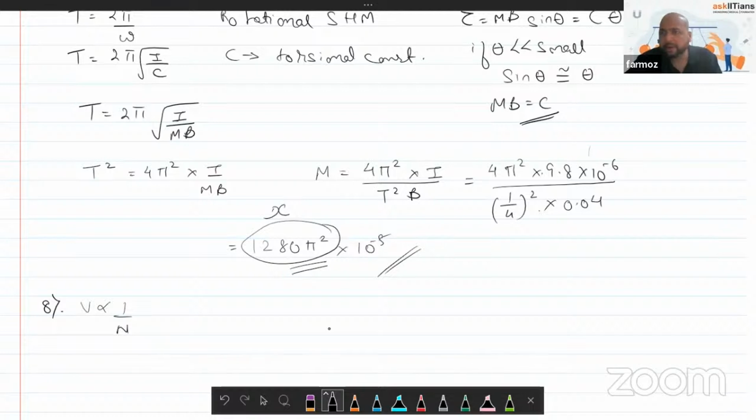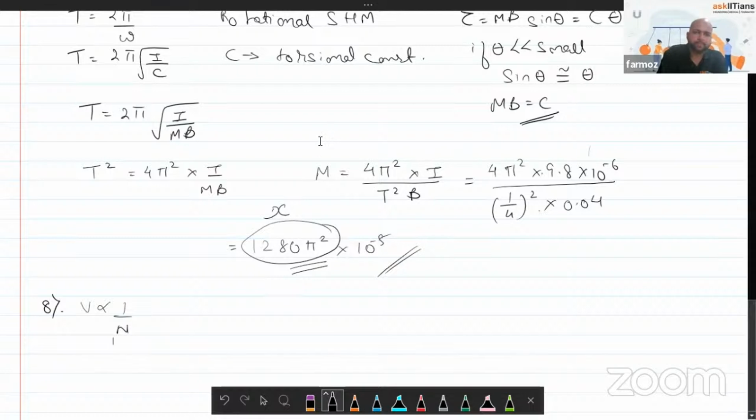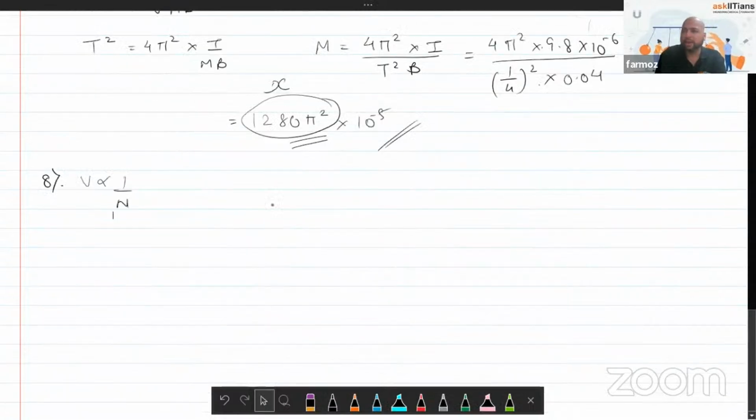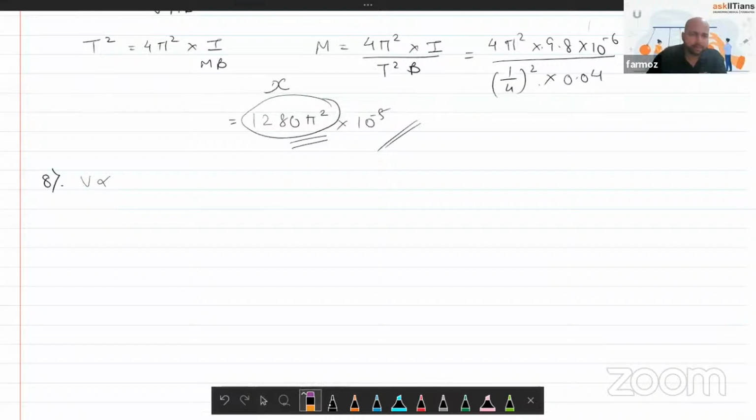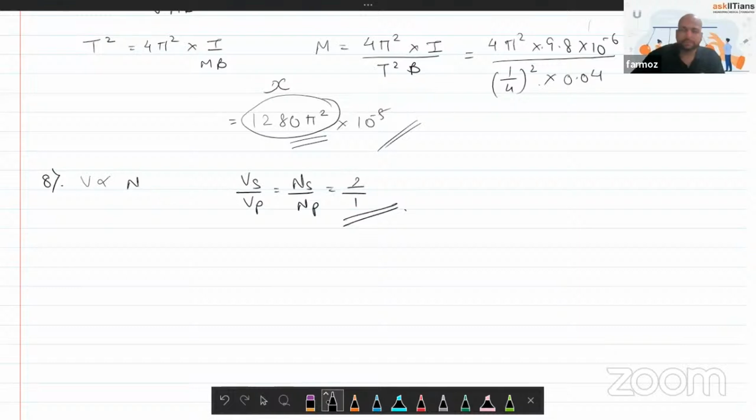Now moving on to the next question. Oops, just a sec, sorry. Potential is directly proportional to number of turns. So Vs upon Vp is equal to Ns upon Np. My bad. Now they have given you the value of Np by Ns, that's 1/2. So this value becomes 2/1. So this will be your answer.